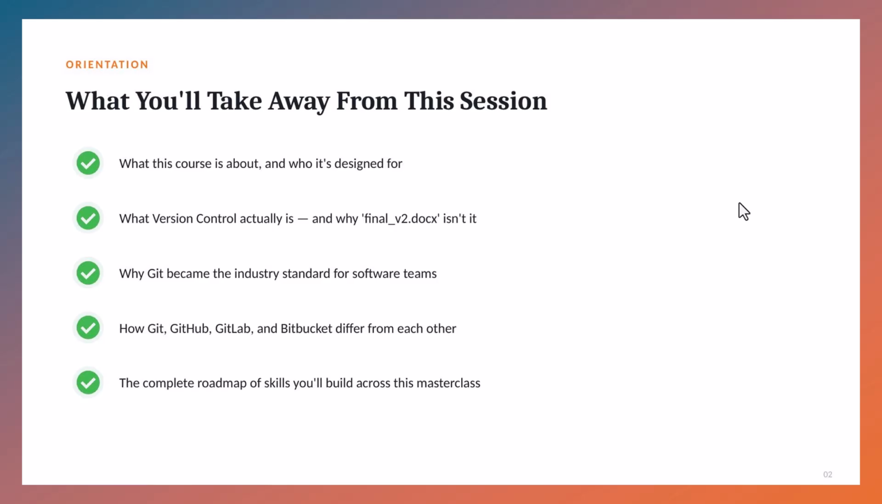By the end of this video, you'll be able to know if this course is for you, and you're also going to understand what this course is all about. You're also going to understand what version control is. We're also going to look at why Git has become an industry standard for software developers or software teams. By the end of this video too, you're going to be able to tell the difference between Git, GitHub, GitLab, and Bitbucket. There's been a lot of misconceptions about these four platforms.